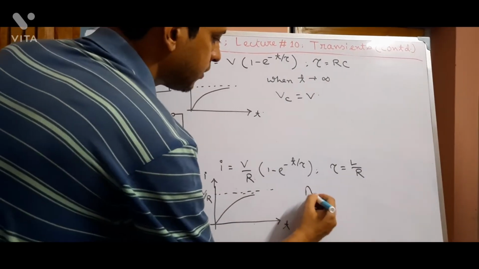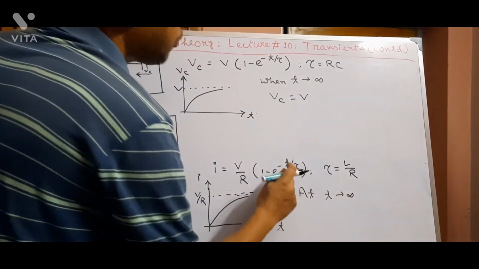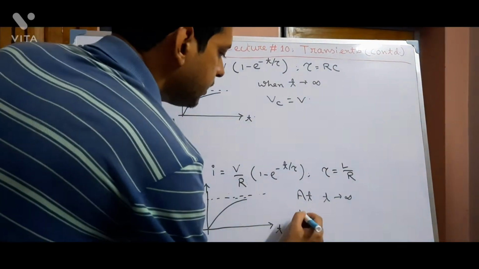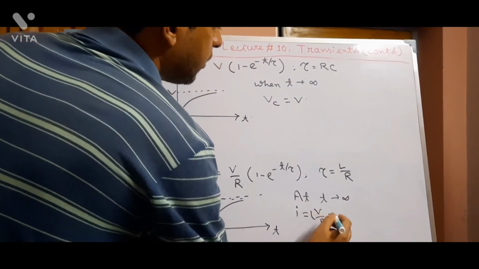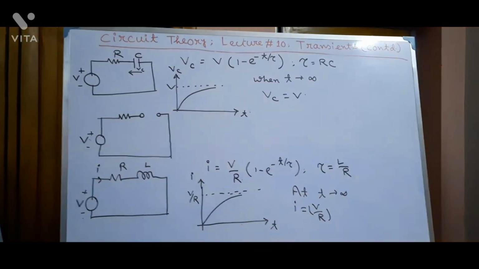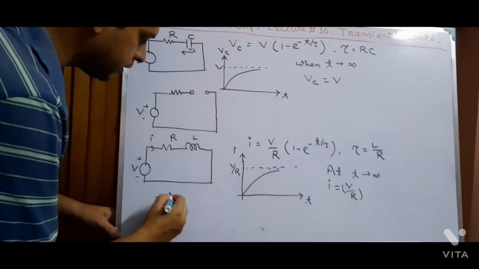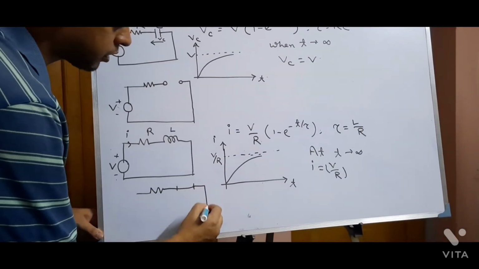where this is V by R. Now at t tends to infinity, what will happen? E to the power minus t by tau will become 0. So I equal to what? V by R. Hence we can conclude that at t equal to infinity, the L will behave as a short.